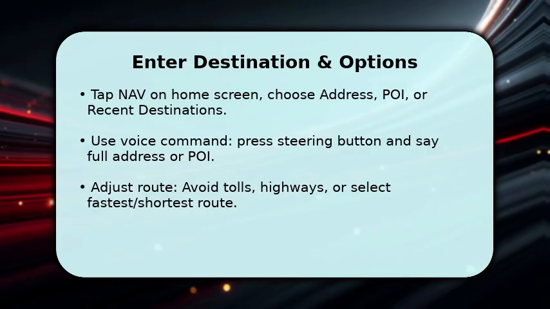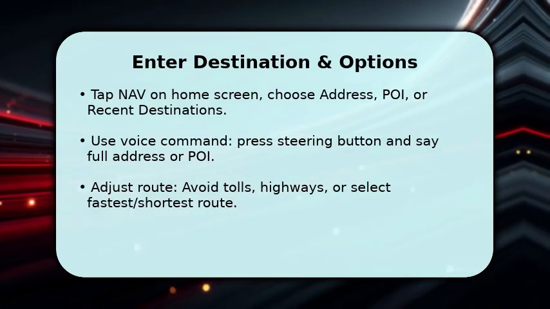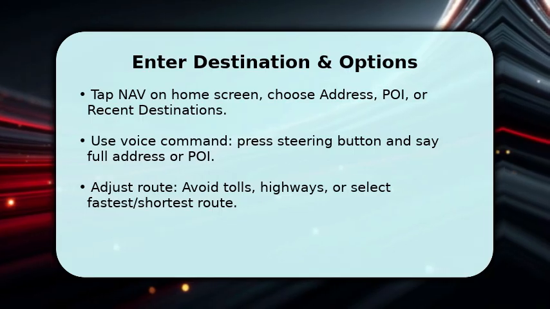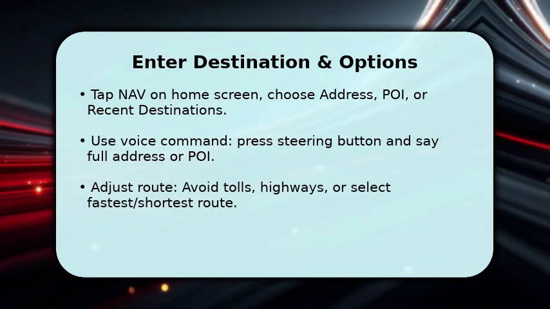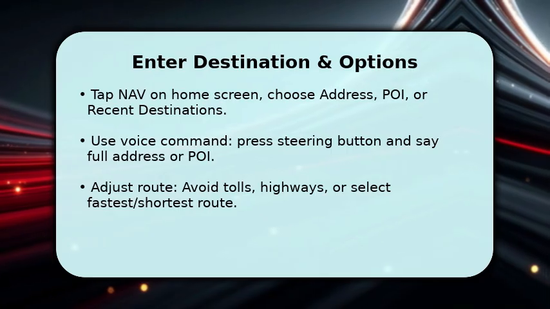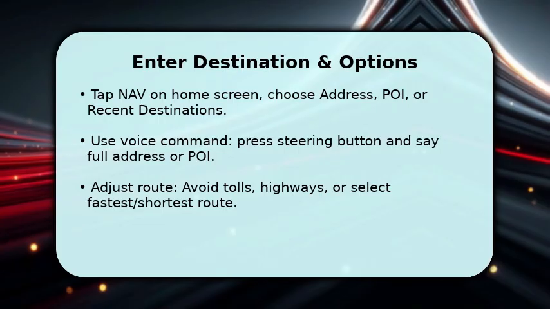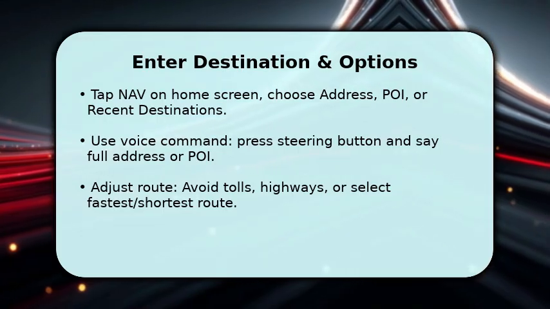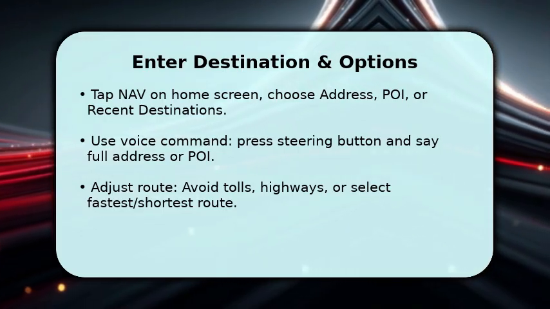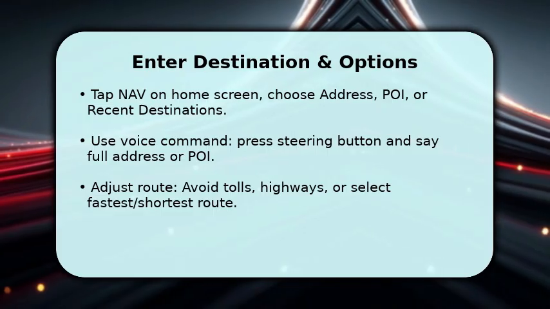Press the steering wheel voice button and speak the full address, intersection, or place name. Say city and state for precision. After the system finds matches, pick one, then inspect route options. Avoid tolls, avoid highways, or choose fastest versus shortest. Once you select, press go, and the system will calculate and show turn by turn.